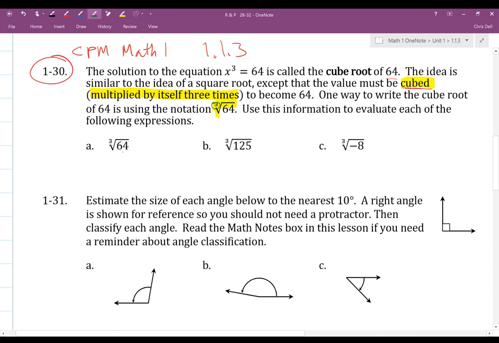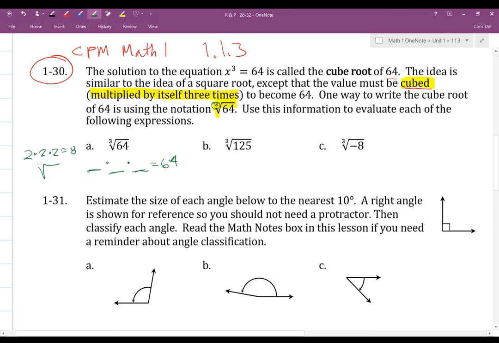So cube root of 64, right? That's part A. So what I'm looking for is the same number that multiplies 3 times to equal 64, right? What times what times what? And it's got to be the same number multiplied each time. So what we may do is just play around with numbers, right? So you see 64, so you try 2 times 2 times 2, and you see that 2 times 2 times 2 is actually equal to 8. So that wouldn't be it, right?